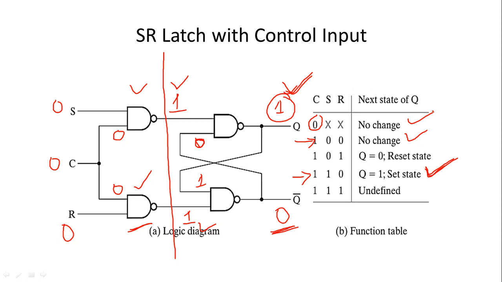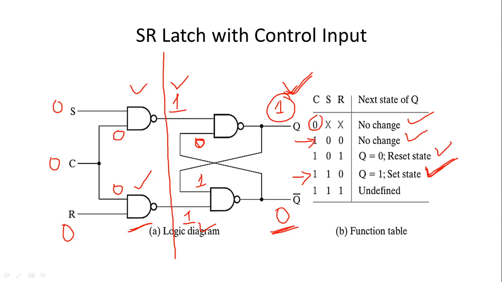Similarly, we can use 1 0, S0 and R1 to set a reset state. So in this case, Q would be 0 and Q naught would be 1. So in this case, even if we change our input to 0 0, it will hold the previous state, or if we switch our control bit from 1 to 0, it will hold or save the previous state.